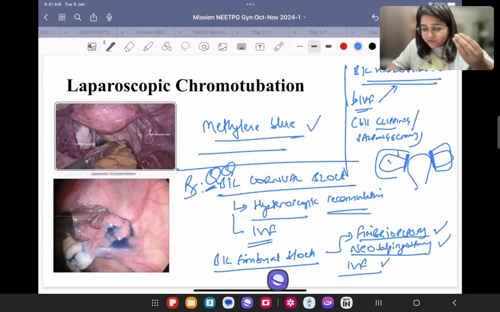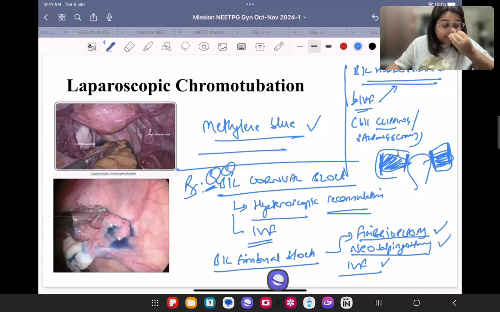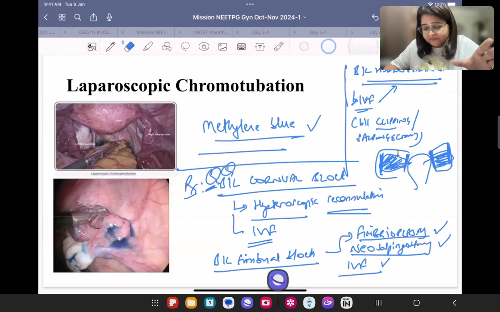Hydrosalpinx means tubes which have fluid in them. Large collections of fluid have happened in the tube. Okay, and this fluid could contain toxic material which can be detrimental to the embryo. This happens usually because of fimbrial block. If the fimbria is blocked, fluid will collect in the tubes and form hydrosalpinx. Okay, you can put a needle and drain the fluid, Nandini, but it has been found to recur again and again. So once hydrosalpinx is there, the tubes are damaged. You can't correct it. So you have to just remove the tubes or clip the tubes.